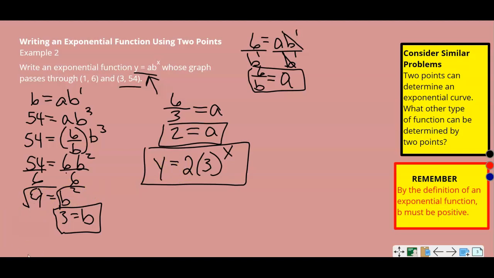All right, so we use 2 points to write an exponential function, but it says consider similar problems. 2 points can determine an exponential curve. What other types of functions can be determined by 2 points? So we also learned to write linear and quadratic functions using 2 points. You could also do that with many other functions as well.